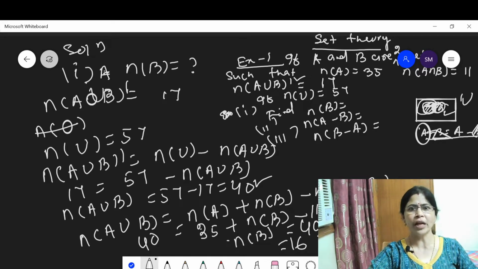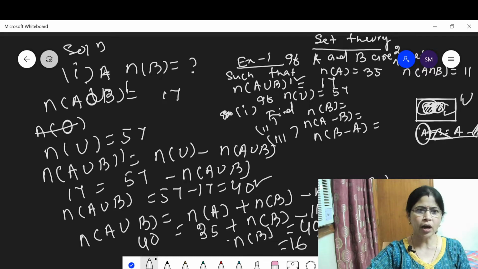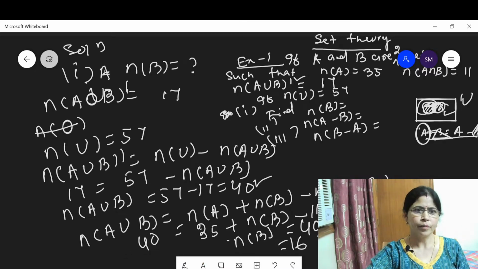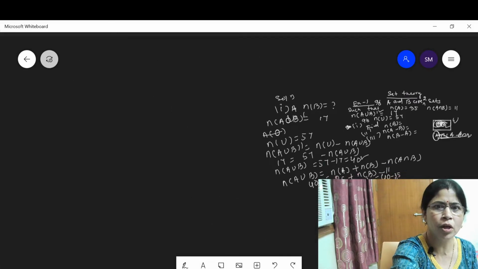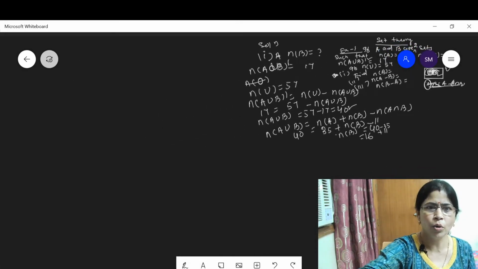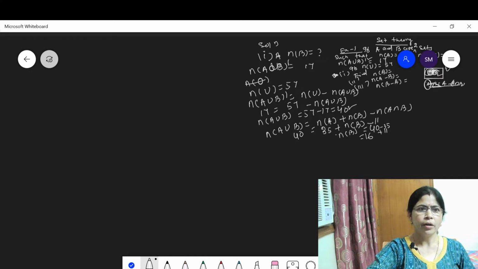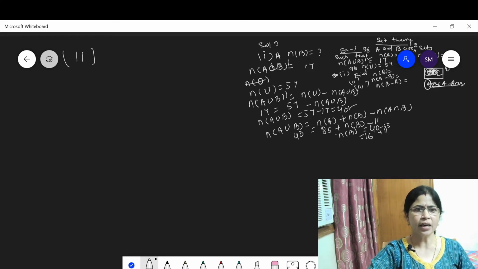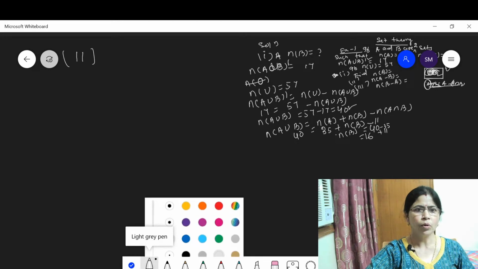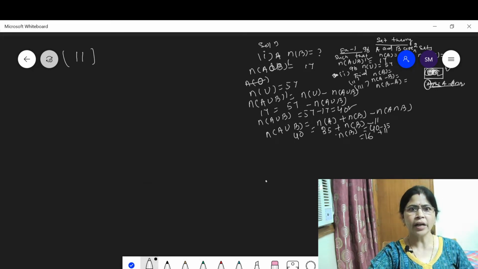The number of elements present in set B is equal to 16. Next we have to find n(A minus B). Let us discuss the second question. In the second question we have to find out n(A minus B).